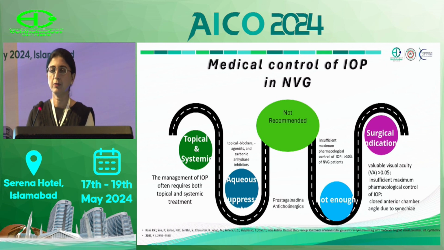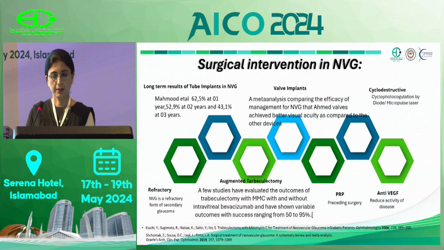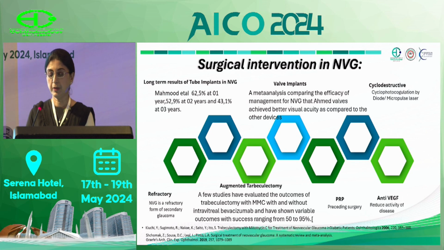Medicines that increase inflammation, like PG analogs, and that work in the angle are not usually effective. Indications for surgical intervention are good vision and insufficient maximum pharmacological control of intraocular pressure, and when the angle is closed, medicines generally do not work for long. Once the eye is made quiet with PRP and anti-VEGF, incisional surgery is usually not performed when active disease is there, and the recommended surgery is tube surgery with the tube either in the sulcus or in the pars plana when combined with vitrectomy. Cyclodestructive procedures are reserved for those who have poor vision or when tube surgery cannot be performed.